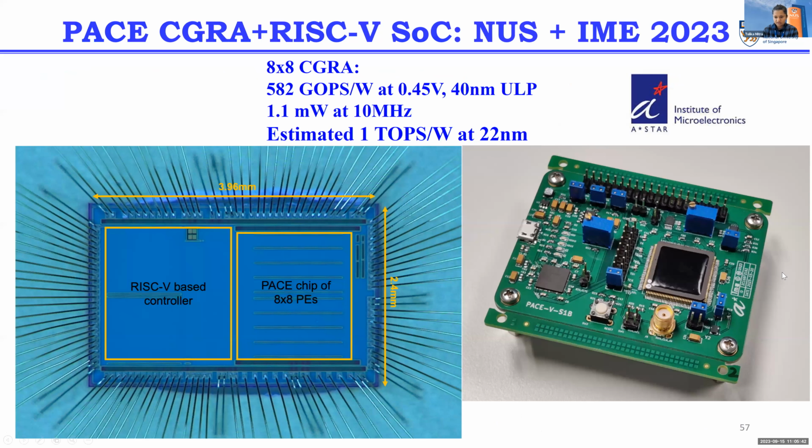So next we'll show a little bit about our own CGRA, PACE. This is an SoC. It is a RISC-V core combined with an 8x8 CGRA. As you can see in this diagram, it has a very tiny footprint, 4 millimeters by 2.5 millimeters. So this achieves 582 GOPS per watt at 0.45 volts in 40 nanometer ULP. So this is around 1.1 milliwatt power, which is very low, at 10 megahertz. So this is estimated to go up to 1 TOPS per watt at 22 nanometers.